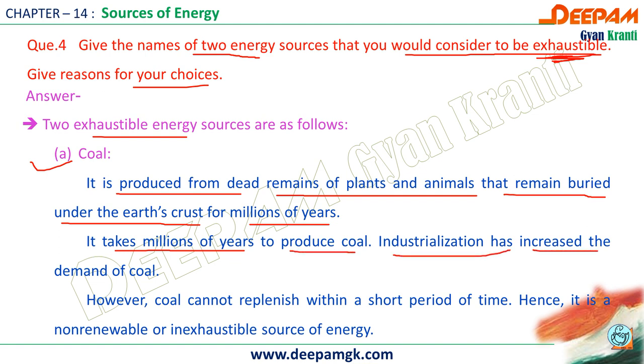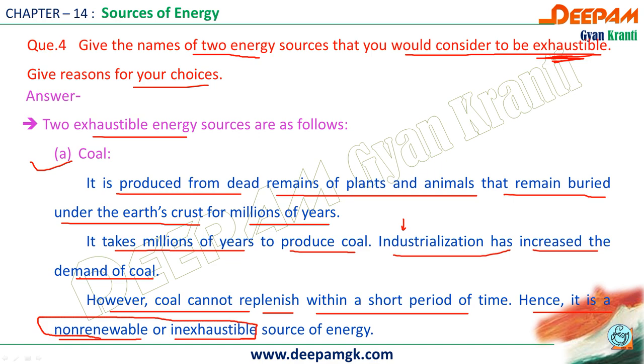Industrialization has increased the demand for coal. As soon as new industry started, all these industries demanded coal. However, coal cannot replenish within a short period. Hence, it is a non-renewable or exhaustible source of energy. Both of the words are the same, non-renewable or exhaustible source of energy.